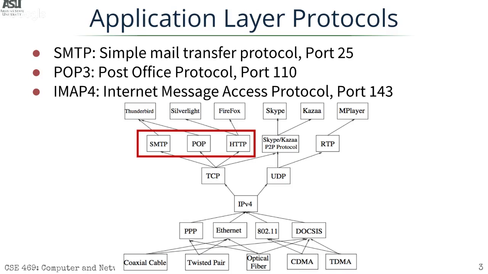What we're talking about as far as transferring email between different systems are these here in the red box. We've got SMTP, POP, and HTTP that we use. SMTP stands for Simple Mail Transfer Protocol, and it runs on port 25. POP3 is Post Office Protocol, and it runs on port 110. And then IMAP is Internet Message Access Protocol. These are just different ways of talking about email on the network.